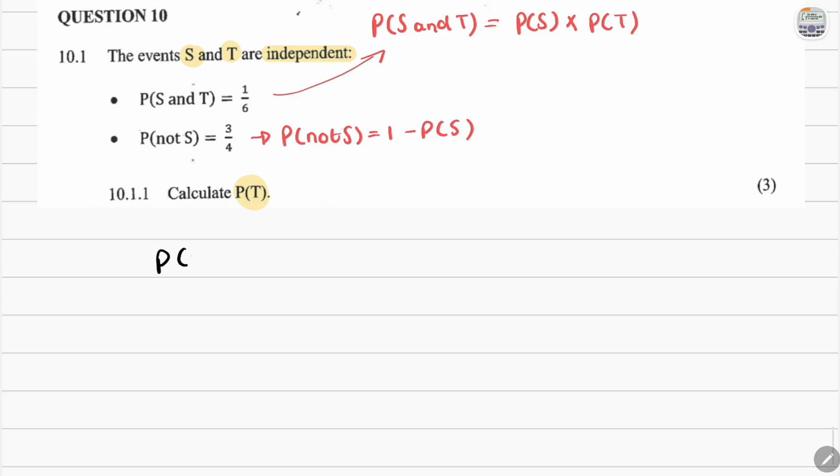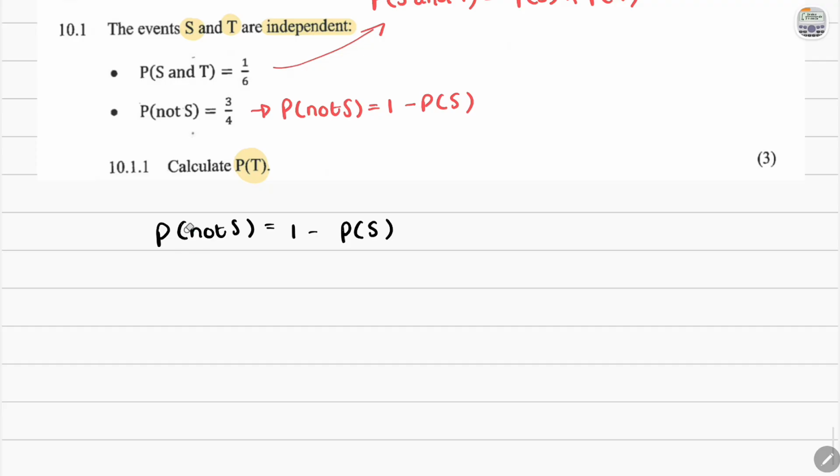So the probability of not S is equal to 1 minus the probability of S. So the probability of not S, that value is 3/4. And this is equal to 1 minus the probability of S. And you see now that you can make this the subject. It's currently negative, just transpose it to make it positive. So the probability of S is equal to 1 minus 3/4, which is 1/4. So 1/4, and great, we have this.